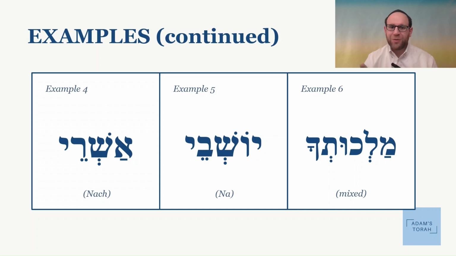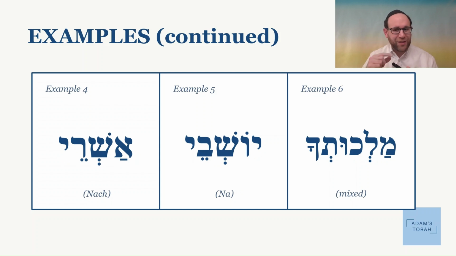That's in contrast with example number 5. This word, look at the shin. There's a sheva underneath it. How do I pronounce it? Well, look at the letter right before it. The letter right before it is what? It's the yud. The yud has a cholam, which is that vav.